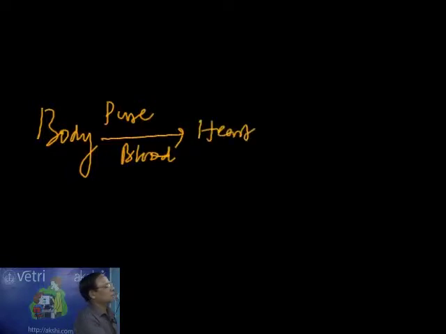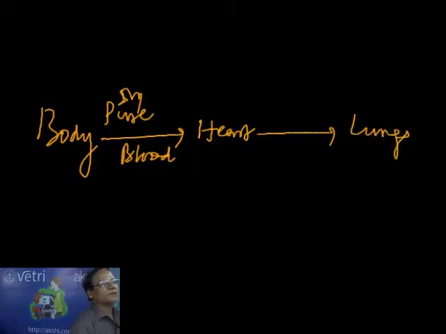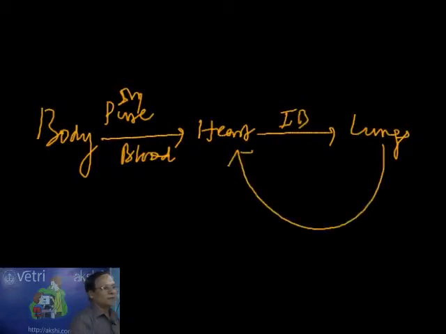Now what is the meaning of double circulation? Suppose, for example, let us take a human being. From the body, the pure blood is transported towards the heart. Sorry, I made a mistake. Impure blood. The impure blood is transported to the heart. And from the heart it is transported to the lungs for purification. Now from the lungs the blood is returned to the heart. This is what is called pure blood.